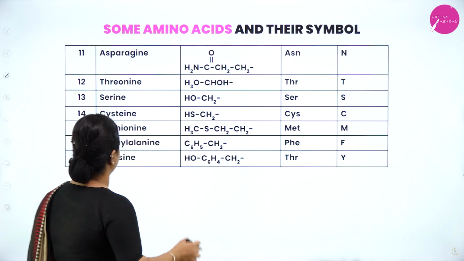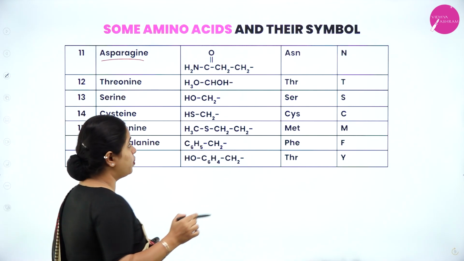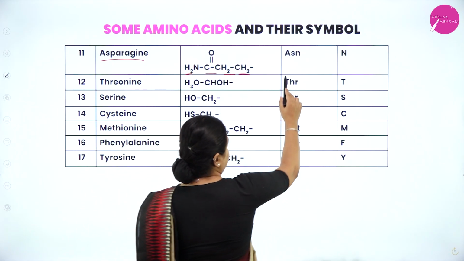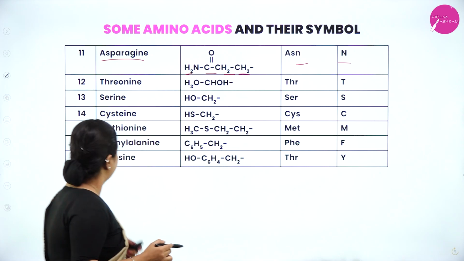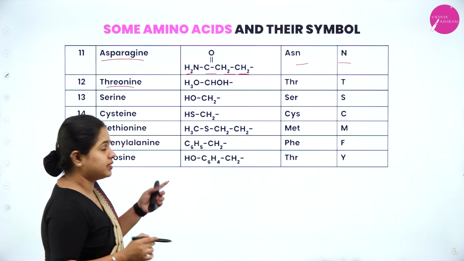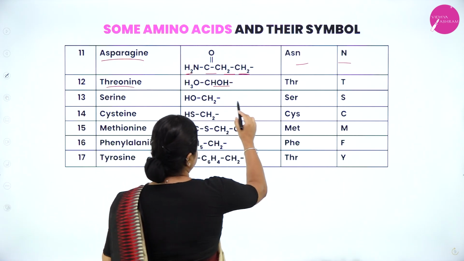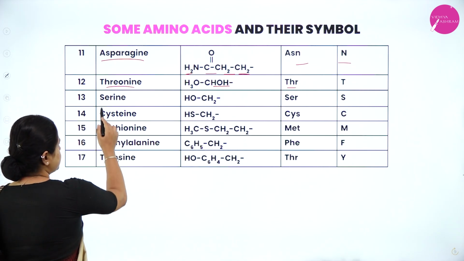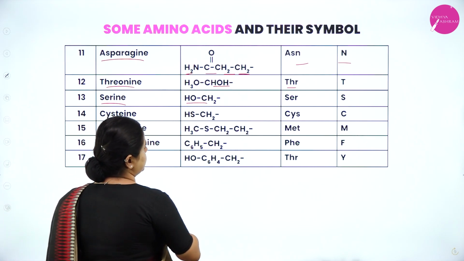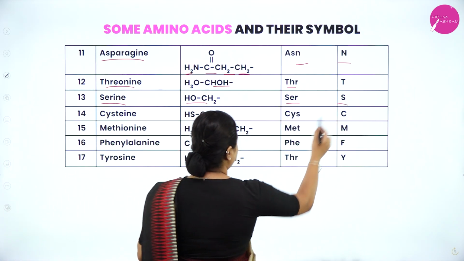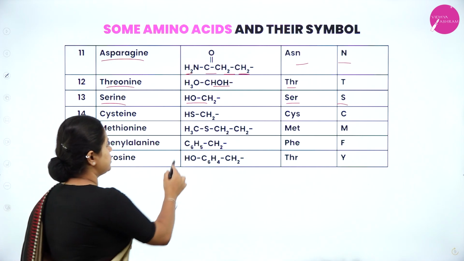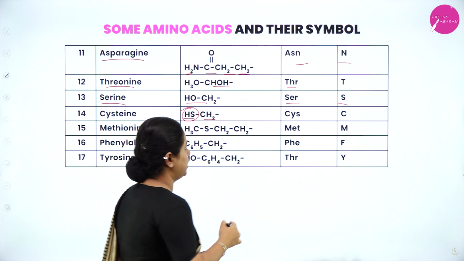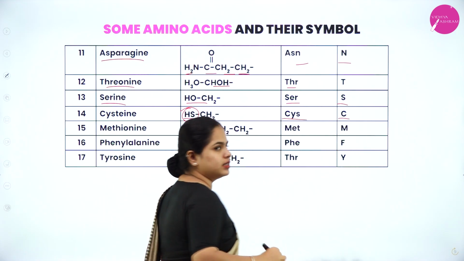Moving on to the next set, that is asparagine. The alkyl group here is NH2COCH2CH2, represented as ASN or N, right? And next you have threonine, which is CH3CHOH, and it's represented as THR or T, 3-letter and 1-letter word. Next you have serine, which is OHCH2, represented as SER or S. Next you have cysteine, which is SHCH2. So you have S here, sulfide is present here, and it is CYS or C, right?